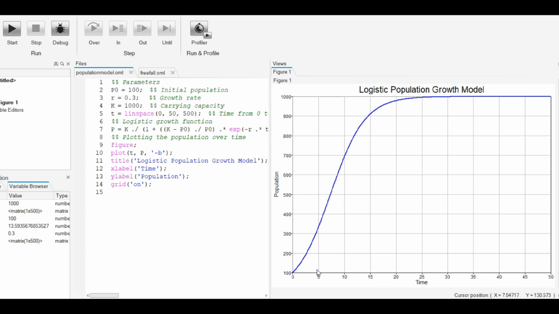This model demonstrates how populations grow in real-world environments where resources are limited, capturing both the early rapid growth and the eventual stabilization.